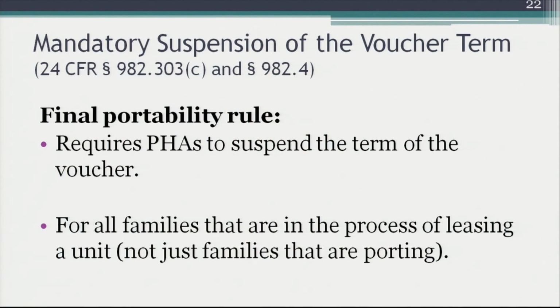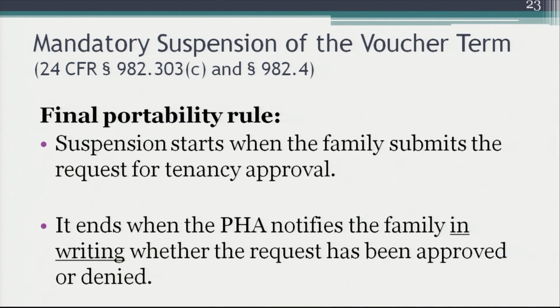Under the final portability rule, PHAs are required to suspend the term of the voucher, and this is for all families that are in the process of leasing a unit, not just for families that are porting. And the suspension starts under the final portability rule when the family submits the RFTA, and it ends when the PHA notifies the family in writing whether the request has been approved or denied. So in this particular point, there is a change. So we added the language that specifies that the suspension ends when the PHA notifies the family in writing whether the request has been approved or denied.